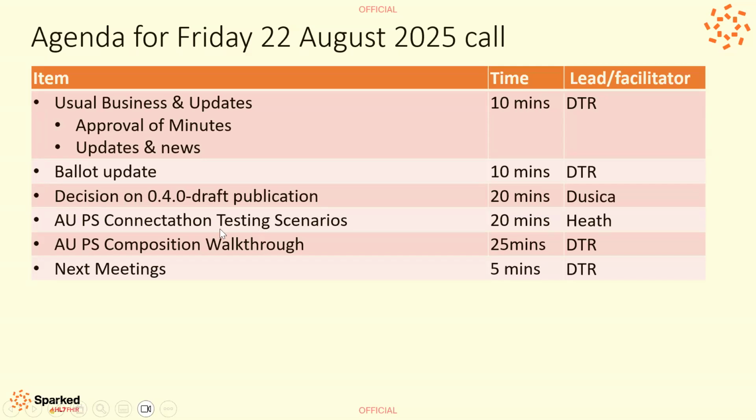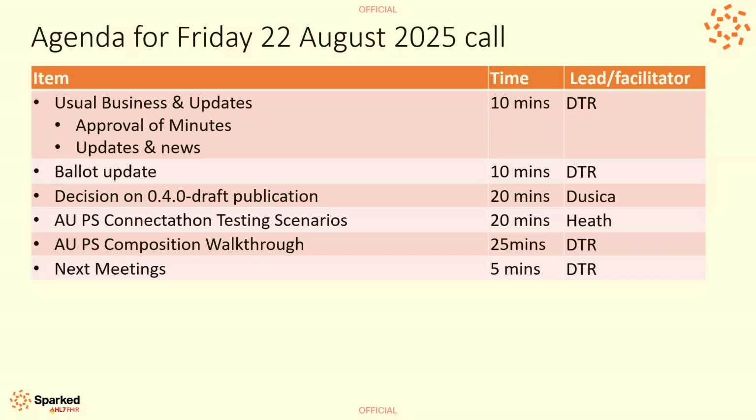The other thing we're going to go through today is testing scenarios and what we really want to focus on in the upcoming Connectathon, which is really close now. Heath will take us through and get some feedback from people on the line on how we want to shape that and what we want to focus on, because then we'll take that through in the Connectathon. And then in the next call, we'll report back on some of the things that we found.